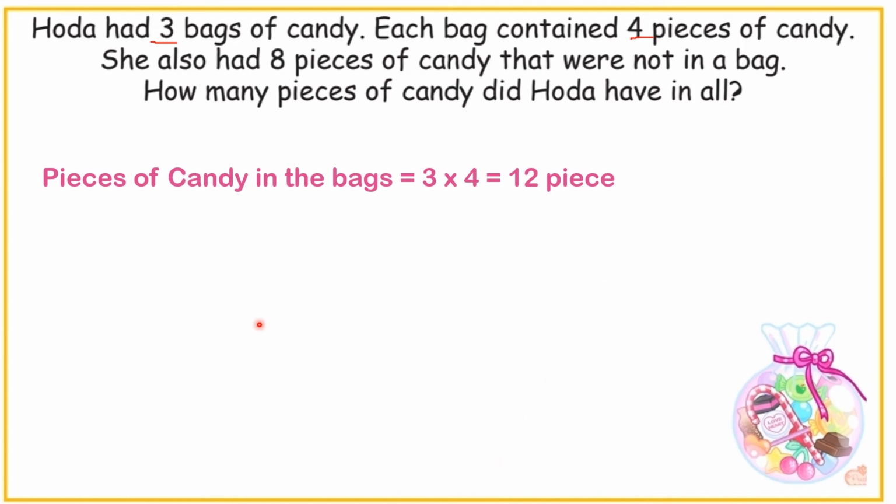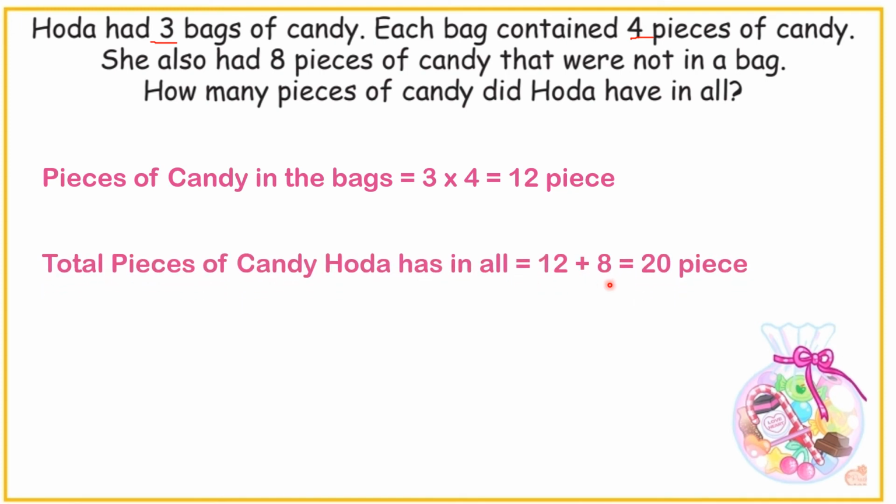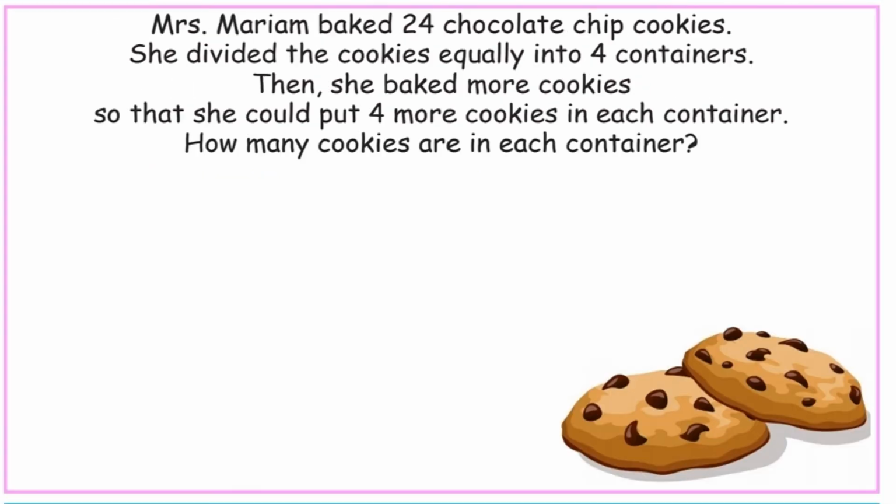But don't forget that she had 8 pieces but not in a bag. So I will add the number of pieces in the bag plus the number of pieces she had in her hand. So it's going to be 12 plus 8 equal 20 pieces. So the total pieces is 20.